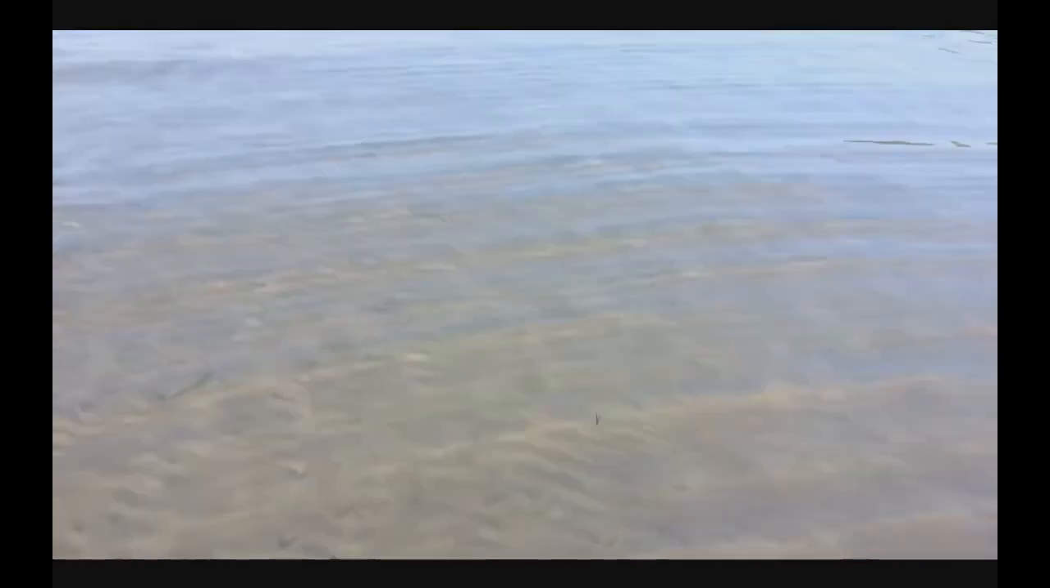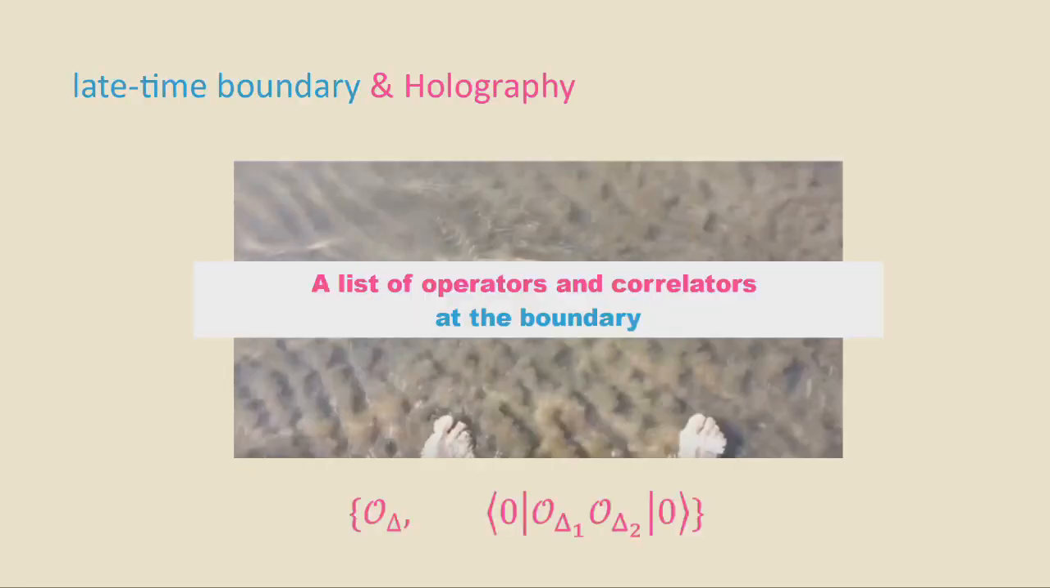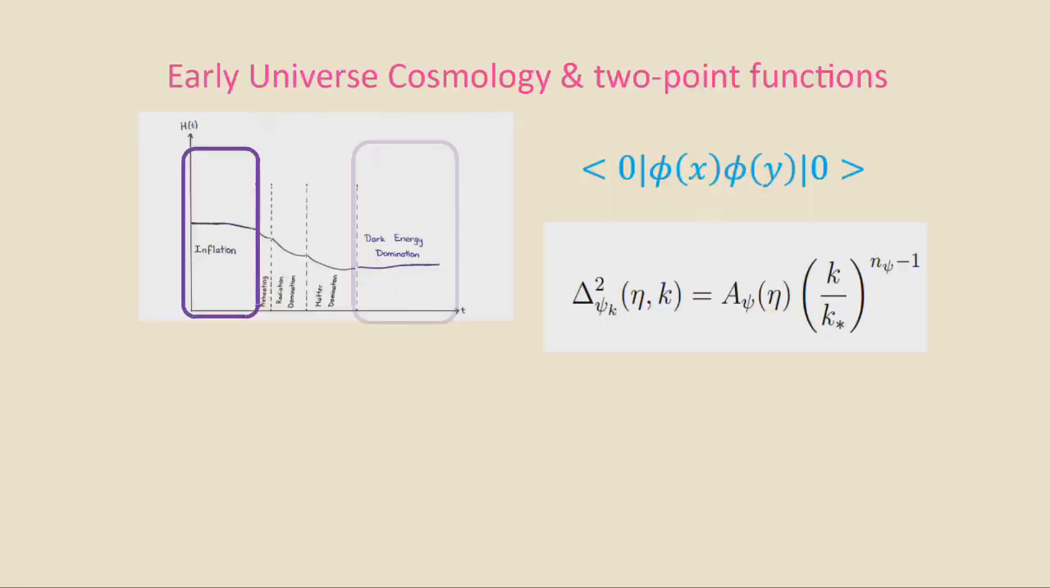So whatever happens there gravitationally, there's another way to describe it by another theory that captures what happens at the boundary. So what holography hopes to give you is a list of operators and correlators which capture physics at the boundary. So this is what we want to look for. We want to look for a list of operators and correlators at the late time boundary of de Sitter.